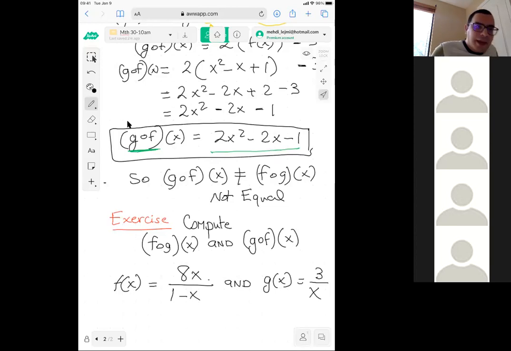Well, any guess for the g composed with f? Nope. All right. We don't have much time, guys. I mean, we have around 5 minutes. Probably that will be just enough to go over this exercise.